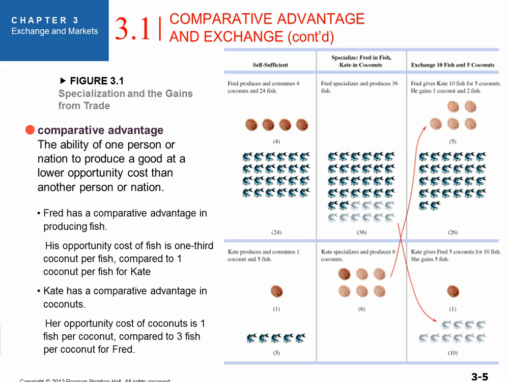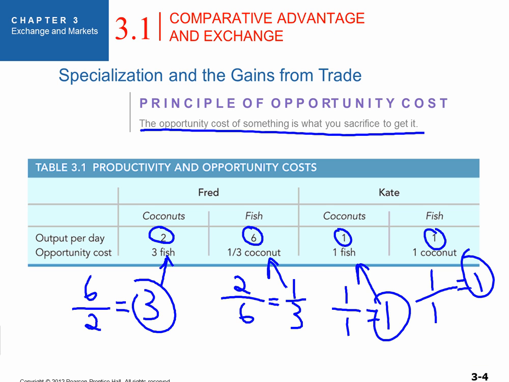So let's go back to our previous slide and see if we can understand that. The opportunity cost of growing coconuts for Fred is 3, and for Kate is only 1. So actually Kate has a lower opportunity cost of growing coconuts than Fred. So Kate has a comparative advantage for coconuts.